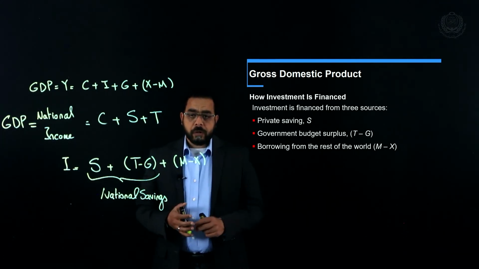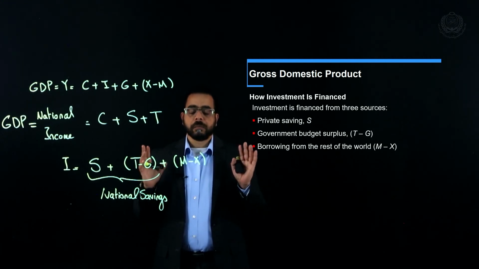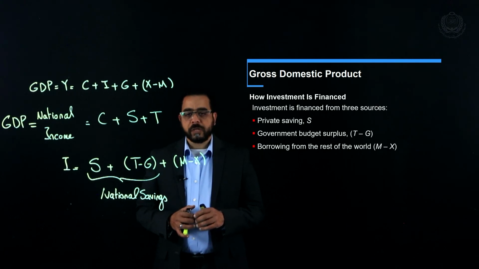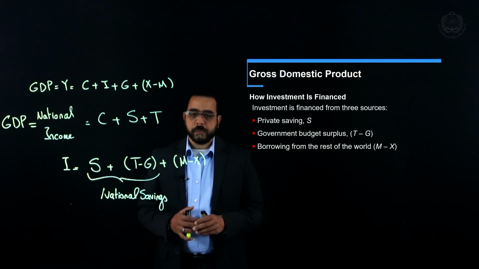Now we are done with our third unit. We know how investment is financed. Let's go for our third stop, talking about the difference between nominal GDP and real GDP. See you there.